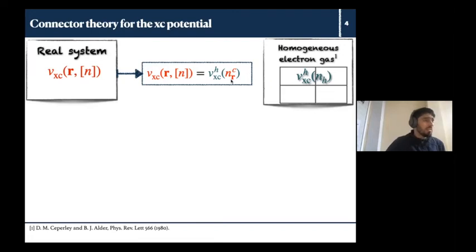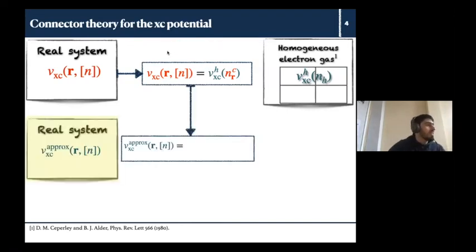And the direct answer for this question is to invert the equation. This is in principle possible because the VXC of the gas is a monotonic function. But in practice, the exact VXC is unknown, and it is the quantity that we are looking for. Okay, that's why we need to do an approximation.